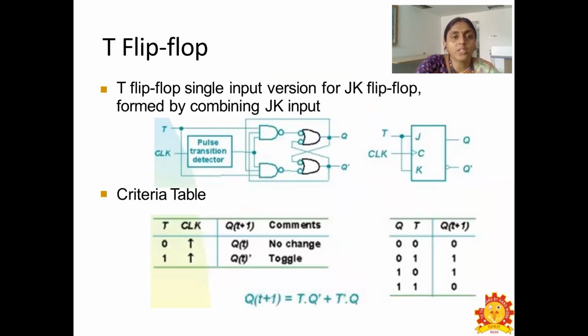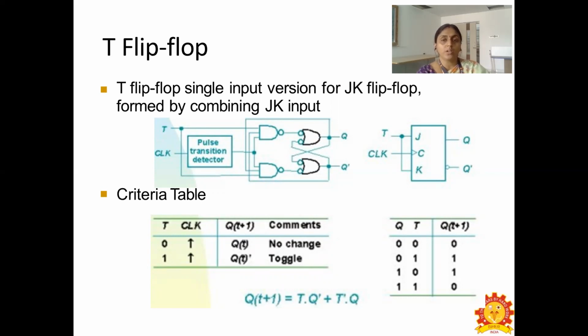And here we will see about the T flip-flop, the single input version of the JK flip-flop concept, which is formed by combining the JK input. So here we can see the T flip-flop, with T input given to the two NAND gates along with the clock pulses. So here, in the JK flip-flop, the J and K values are the same as the T value.